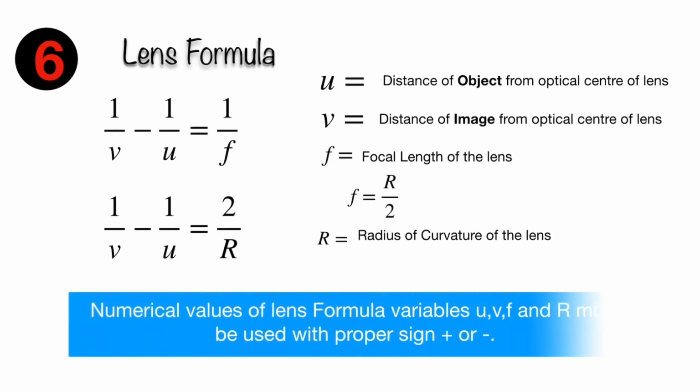Again, as we saw in case of mirror, the numerical values of lens formula variables u, v, f and R must be used with proper sign, plus or minus. The sign of the parameters are determined by the direction of their measurement, similar to what we have seen in case of mirror, and we use the sign convention of Cartesian coordinates.